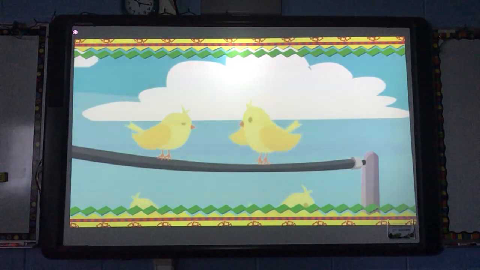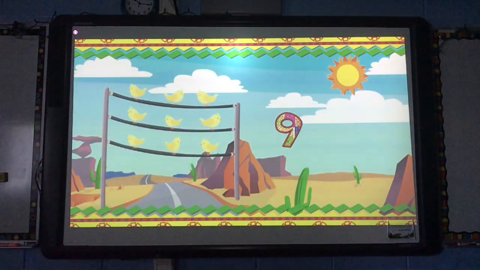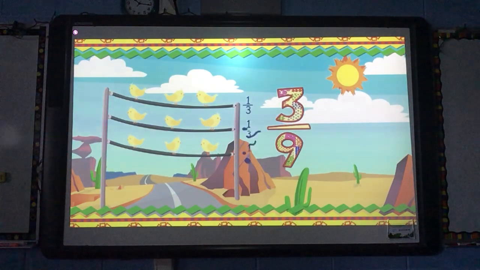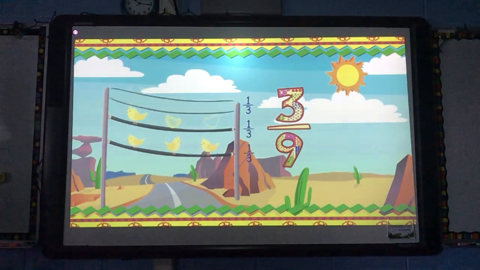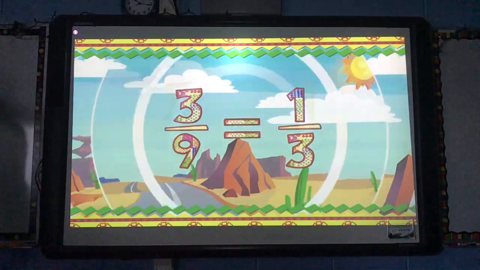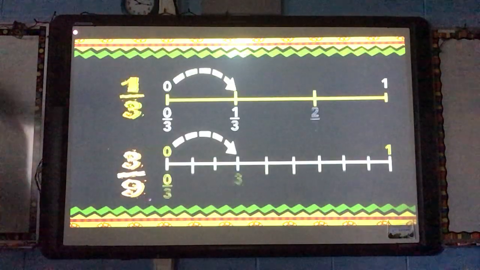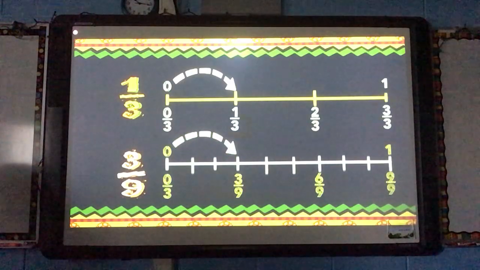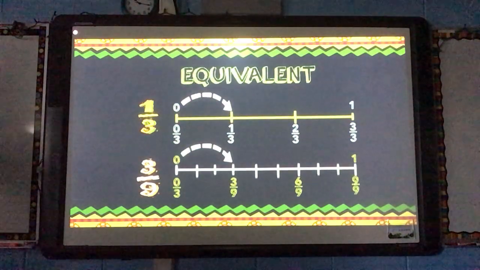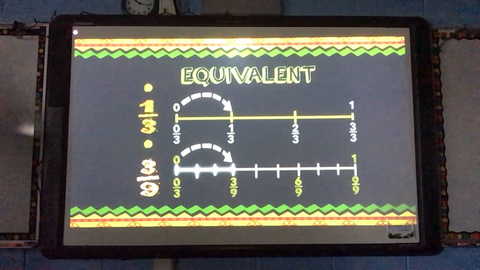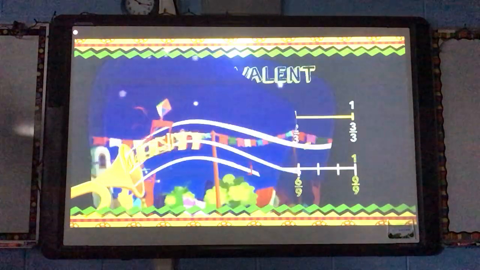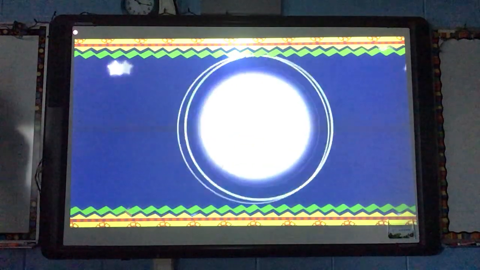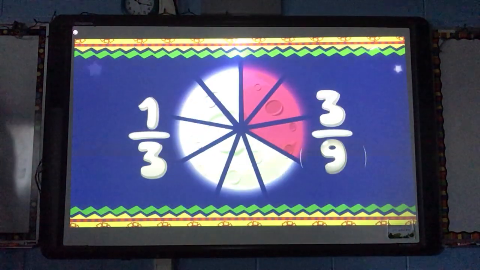Once upon a time, there were 9 canaries on telephone wires sitting down in threes. Each wire contained 1/3 of the birds, so 3 ninths is equivalent to 1/3. Drawing 1/3 and 3 ninths on a number line shows 1/3 equals 3 parts out of 9. Therefore, equivalent is the word that describes 3 ninths and 1/3.